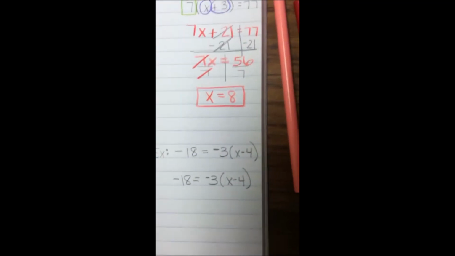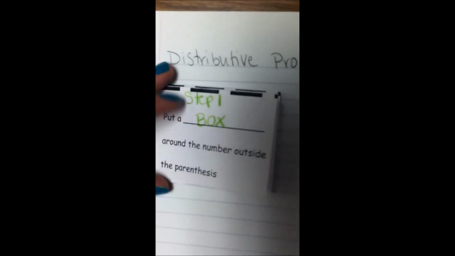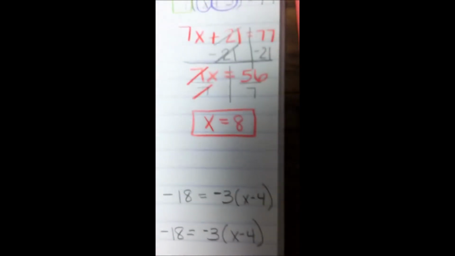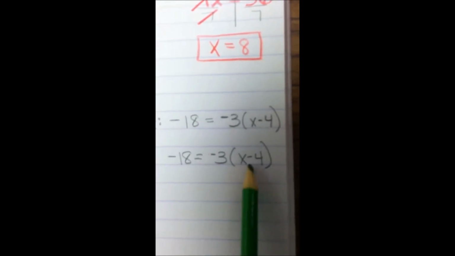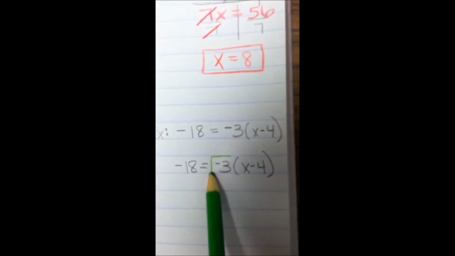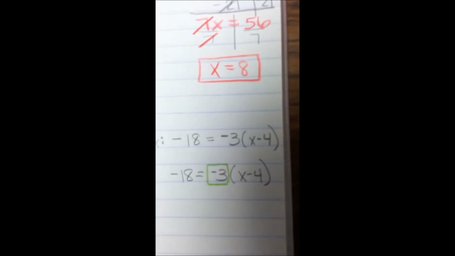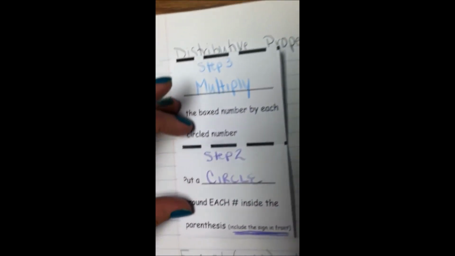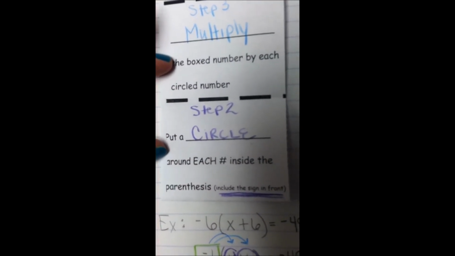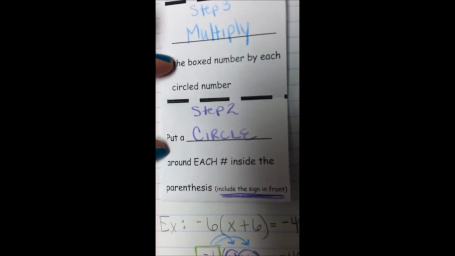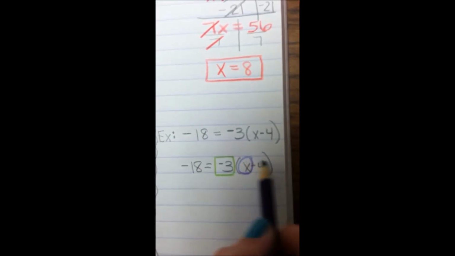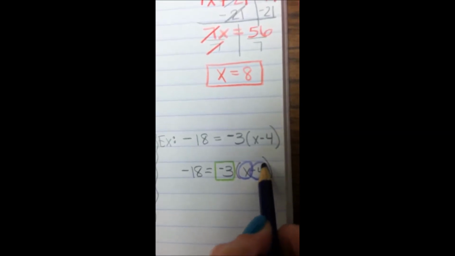Okay, and I'm going to start with step 1. Again, it says put a box around the number outside the parentheses. So when I'm looking, here's my parentheses. The number outside is a negative 3. Okay, then I'm going to turn to step 2, which says put a circle around each number inside the parentheses. Be sure to include the sign that's in front of it. So I'm going to circle the x, and I'm going to circle the negative 4.